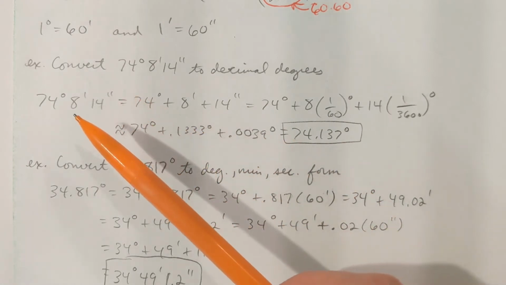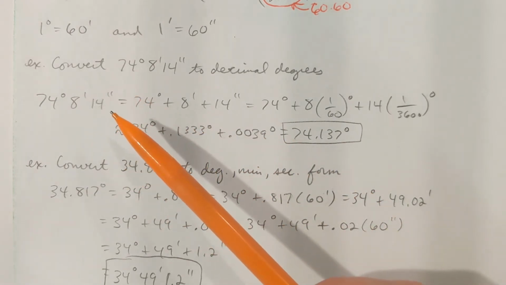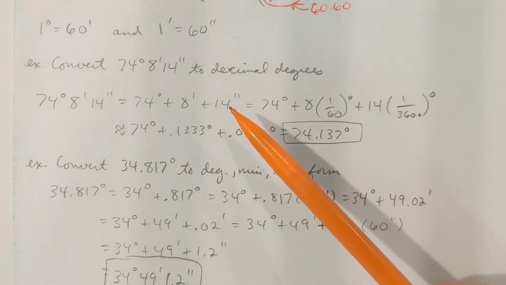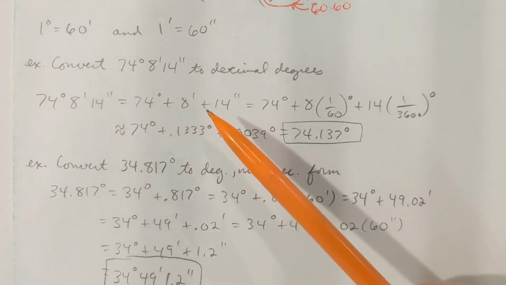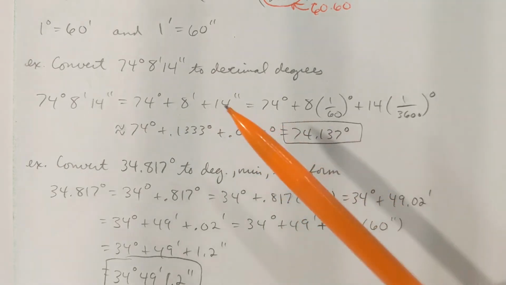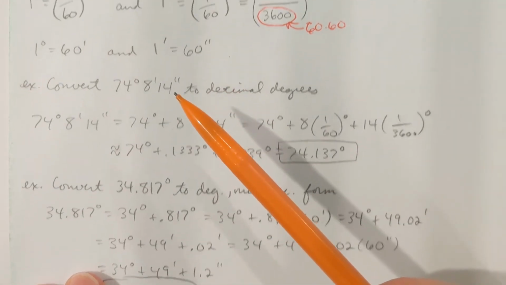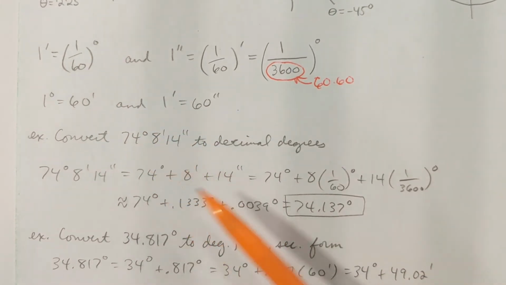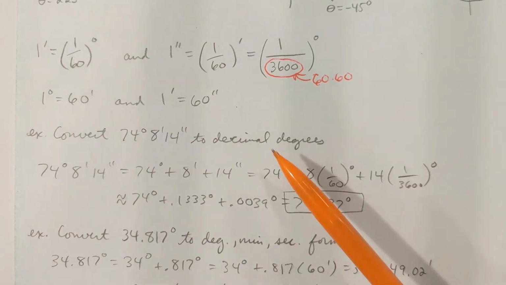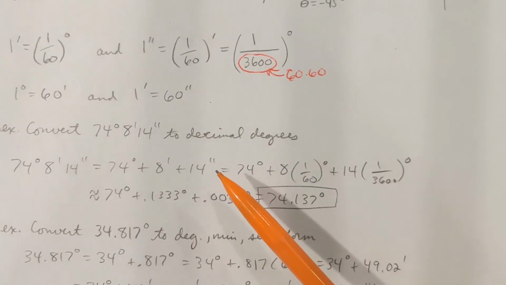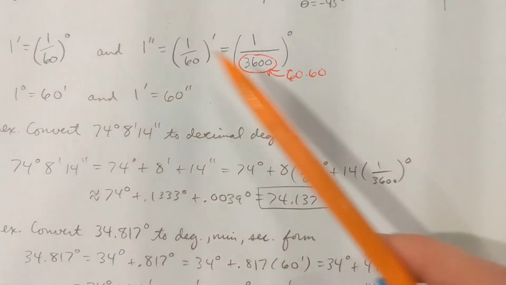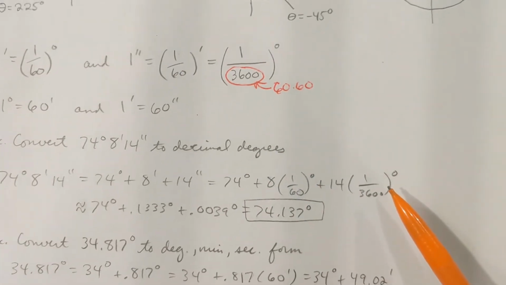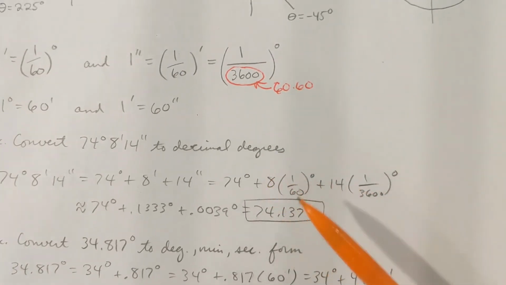Well, 74 degrees, 8 minutes, and 14 seconds is the same as 74 degrees plus 8 minutes plus 14 seconds. So if I split up those three individually, now, 1 minute is the same as 1/60th of a degree, and I'm trying to get this all into degree measure, decimal degrees. 1 second is the same as 1 over 3,600 degrees. Okay? And so then I would go to the calculator.